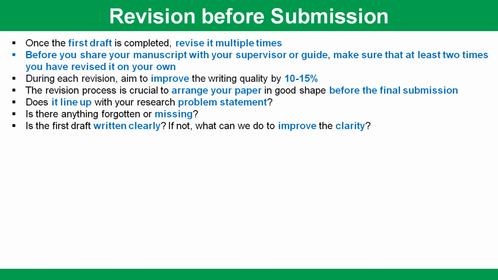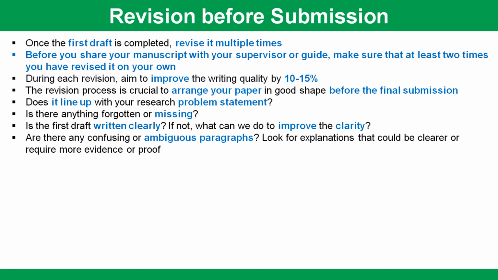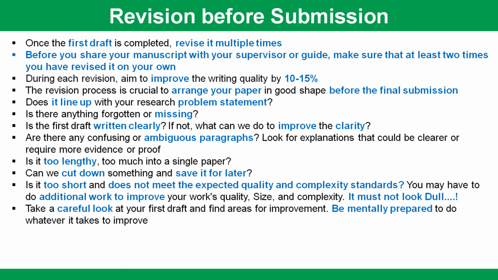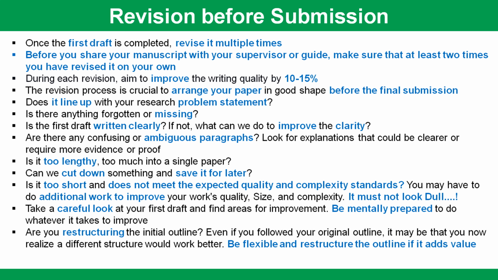Clarity and coherence. Assess the clarity of the writing and identify any confusing or ambiguous paragraphs. Look for explanations that could be clearer or require additional evidence or support to enhance understanding. Length and complexity. Evaluate the length of the manuscript and assess if it contains unnecessary or repetitive information. Consider cutting down redundant segments to improve clarity and conciseness. Additionally, ensure that the complexity of the content meets the expected standards for the target audience.